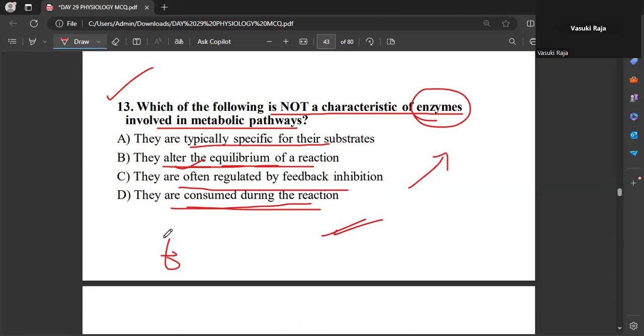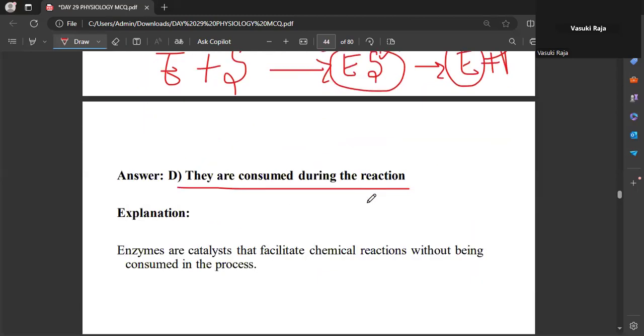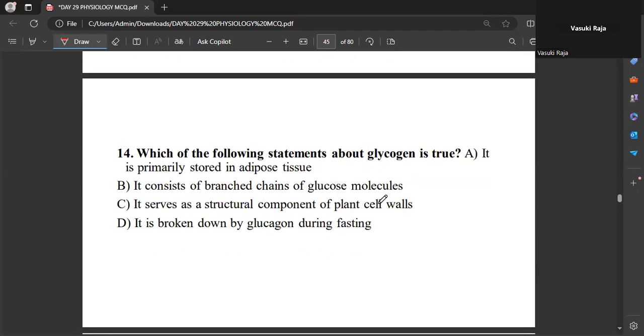Here, see, this will be the enzyme. Whenever it binds to the substrate, there will be the formation of the enzyme-substrate complex. When it is bound, the substrate gets converted into the product and the enzyme is released from the product. So here they are not consumed during the reaction, because the only point of having this enzyme is to speed up the reaction. Now just remember that.